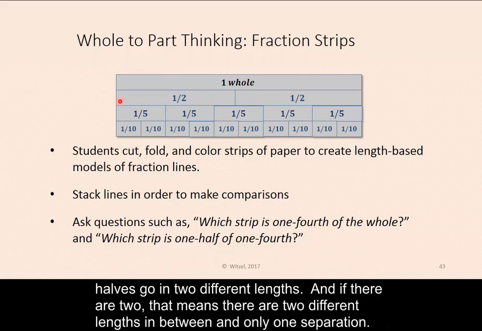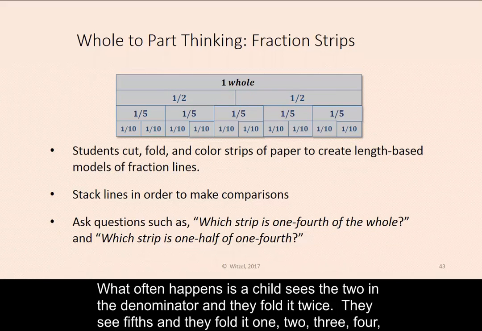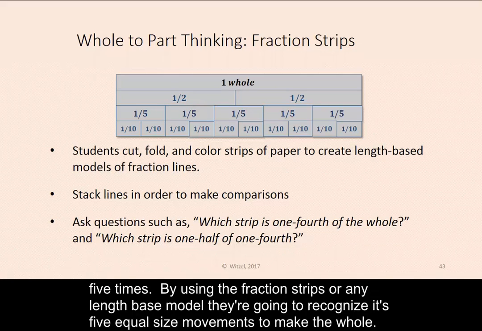And if there are 2, that means there are 2 different lengths in between and only 1 separation. What often happens is a child sees the 2 in the denominator and they fold it twice. They see fifths and they fold it 1, 2, 3, 4, 5 times. By using the fraction strips or any length-based model, they're going to recognize it's 5 equal-sized movements to make the whole. And then if you got to see on the bottom, now we can start asking questions.